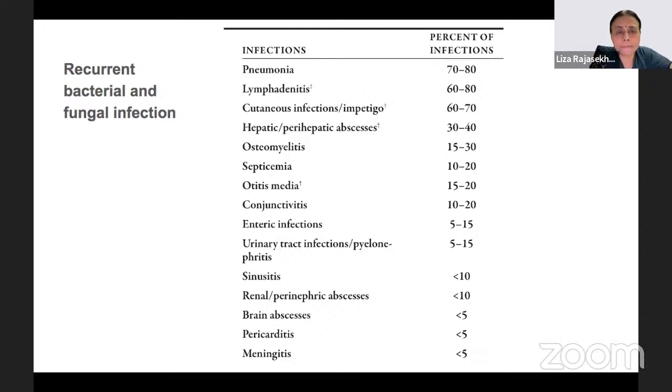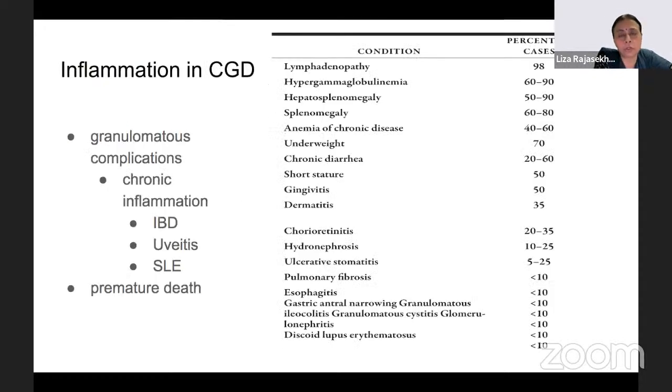Next slide, please. They also have a lot of inflammation, and these inflammations usually take the form of granulomatous lesions. And sometimes the diagnosis of chronic granulomatous disease is suspected when the granulomas show pigmented histiocytes or eosinophils.